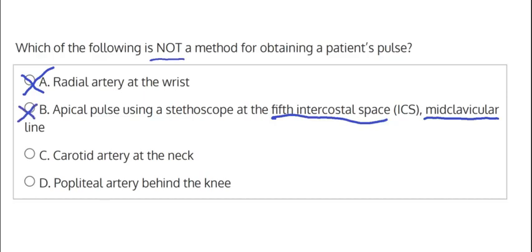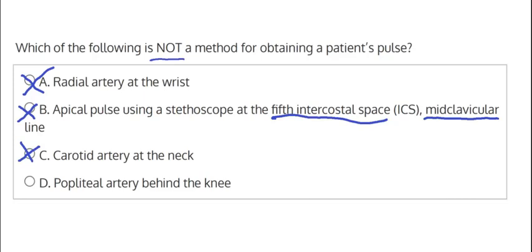Option C states carotid artery at the neck. This is not one that's routinely used for patients, but it will be used in an emergency setting. If you've done your CPR training, you might remember that you feel for your pulse at the carotid artery of the patient to feel for if there's a pulse. And you'll also be assessing for breathing during that time. But that is used in an emergency setting. And again, the question is asking which is not a correct method, and it is one, so we can eliminate option C.